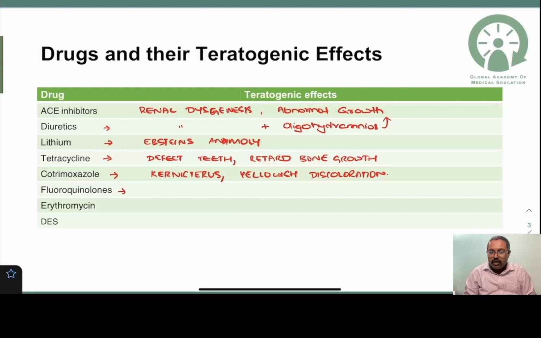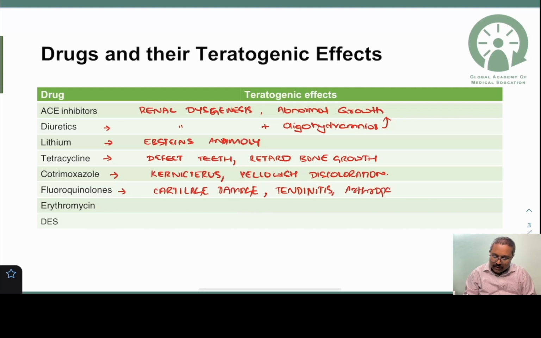So what about the fluoroquinolones? Fluoroquinolones are known to cause teratogenic effects like cartilage damage. They are also known to cause tendinitis, and they are also known to cause arthropathy. So what about erythromycin? Please remember, erythromycin is known to cause CHOPS. What is CHOPS? It is congenital hypertrophic obstructive pyloric stenosis. So it is the pyloric stenosis.